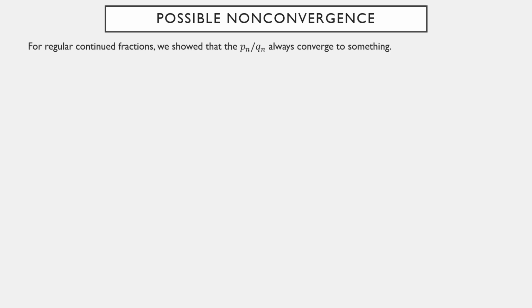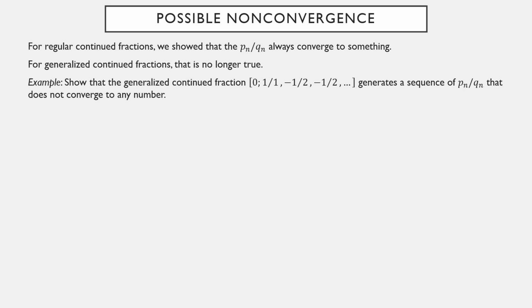Back in the land of regular continued fractions, when we computed these p_n's and q_n's, we were able to prove that the p_n over q_n as a rational number and a sequence of them always converged to something. Now for generalized continued fractions, unfortunately, that may not hold. So here's an example. We have the generalized continued fraction that starts with a_0 = 0, then 1 over 1, then negative 1 over 2, negative 1 over 2, and it stays negative 1 over 2 from that point forward. Show that that generates p_n's and q_n's so that p_n over q_n does not converge to anything.